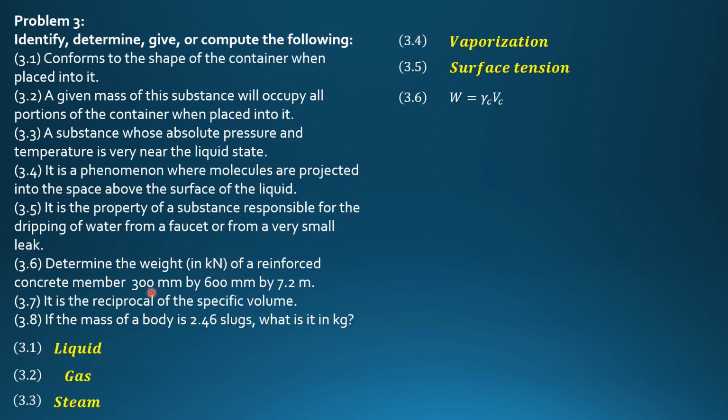And the volume is simply 0.3 meter by 0.6 meter by 7.2 meters. So 2.4 times 9.81 kilonewtons per cubic meter times 0.3 meter by 0.6 meter by 7.2 meters, so that would be in kilonewtons. So the weight is 30.51 kilonewtons.